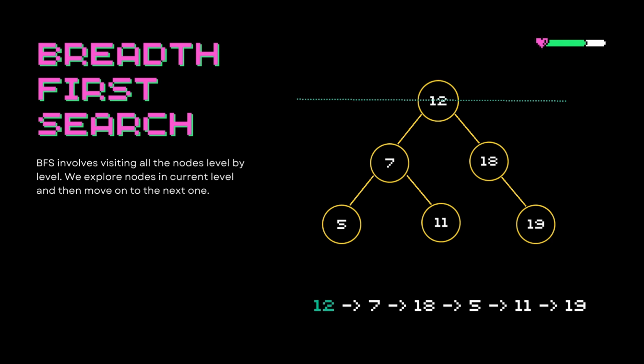So in the given tree, you can see that the first level, the root is always the first level. It contains the value 12. And then in the second level, we have 7 and 18. And in the third level, we have 5, 11, and 19.